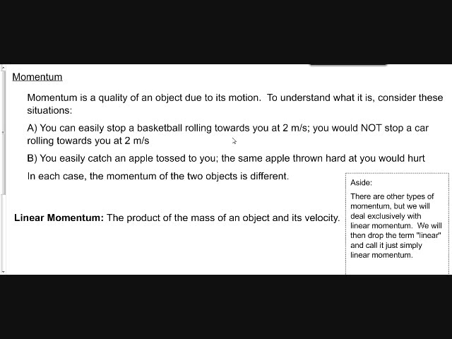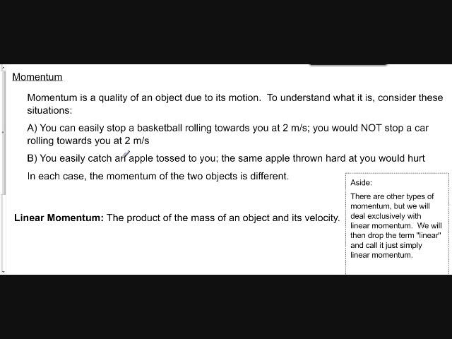If I have a basketball and I roll it towards you at a pretty leisurely 2 meters a second, you could easily stop that. It wouldn't be an issue for you. But if I take a car and I roll it towards you at the same 2 meters a second, hopefully you would not try to stop that. You get the heck out of the way, because that one would be much more difficult to stop than the basketball.